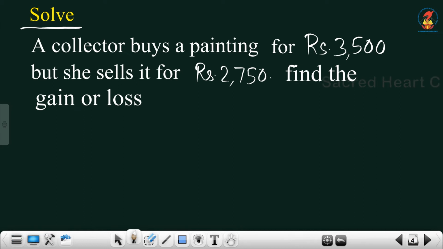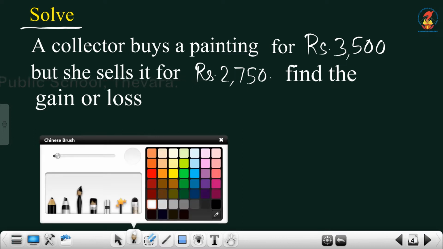Then we will go for the word problem, right? A collector buys a painting for rupees 3,500, but she sells it for rupees 2,750. Find the gain or loss. How? First we need to find what the prices given in the question are, right?